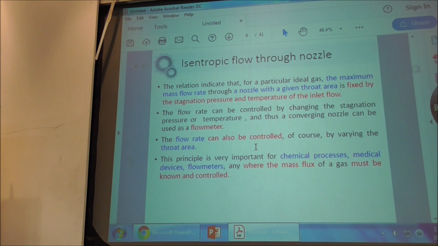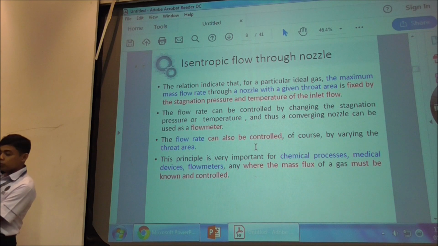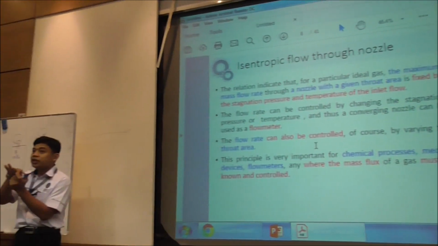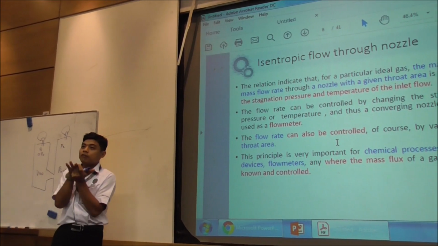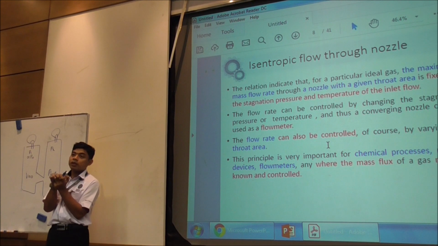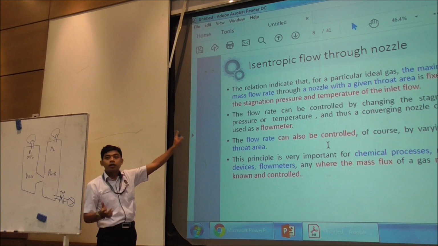This relation is later on important if you are dealing with a chemical process which deals with compressible gases. Later on you may be working with Petronas Gas, Petronas Utilities, or British Petroleum, where you need to control and measure the flow rate of natural gas. If you need to do that, you cannot use the normal Venturi meter, because gas is a compressible substance. So you need to use this nozzle.